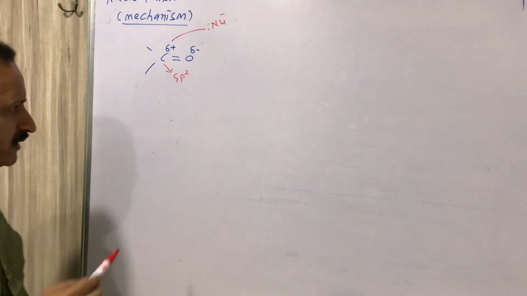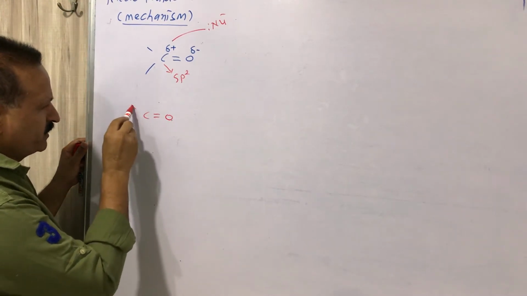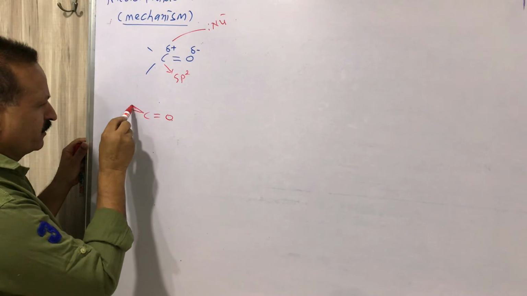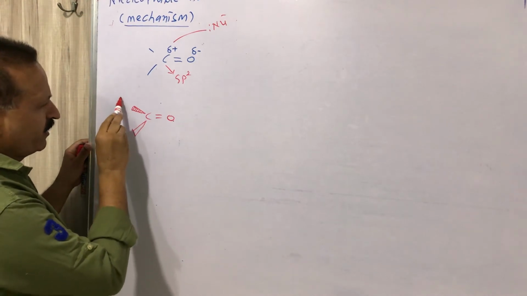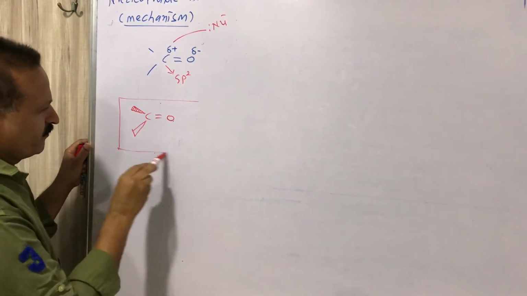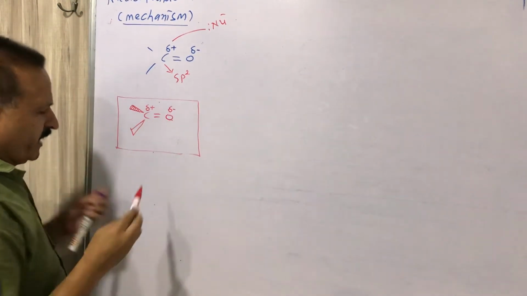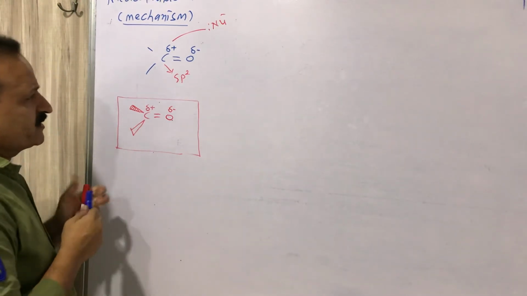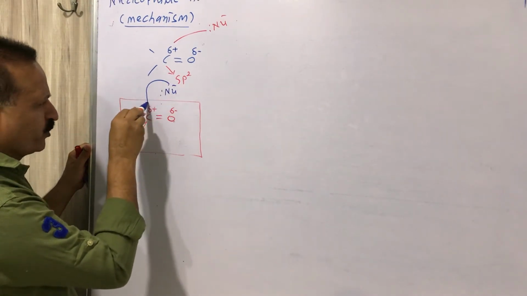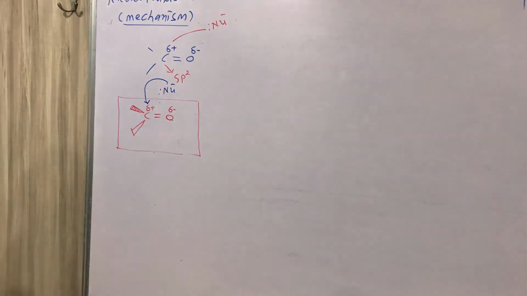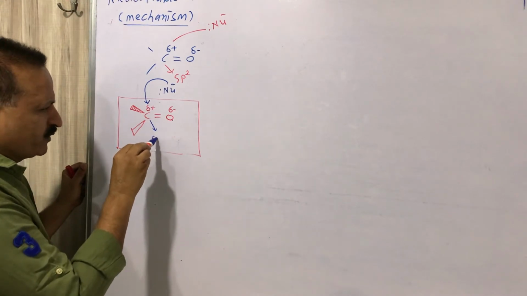So we can see the figure, carbon and oxygen have a double bond. This is the planar structure of carbon and oxygen. Carbon is partial positive, oxygen is partial negative. The nucleophile, which is a negative ion, will attack the positively charged carbon. Here carbon and oxygen have a double bond, so carbon is sp2 hybridized.